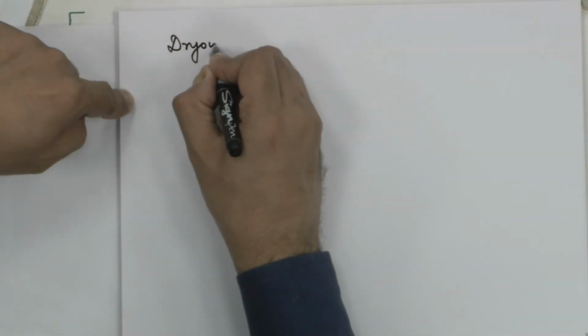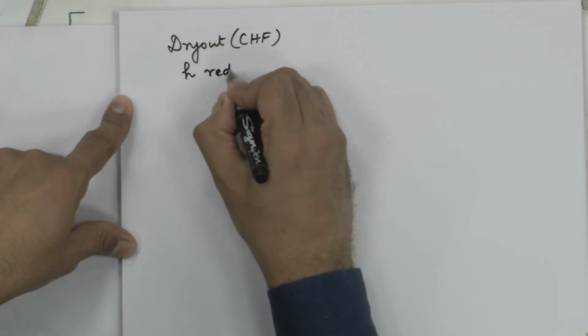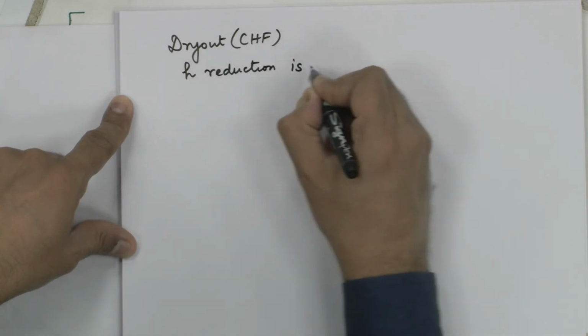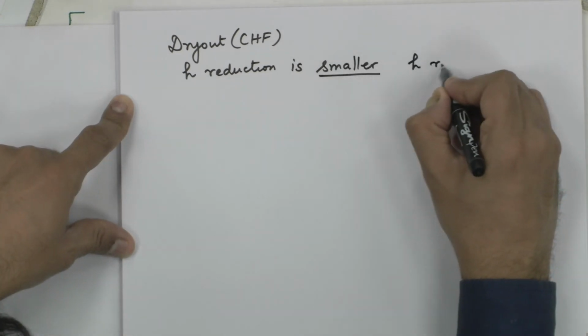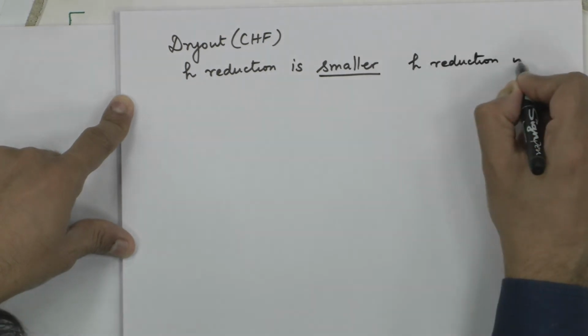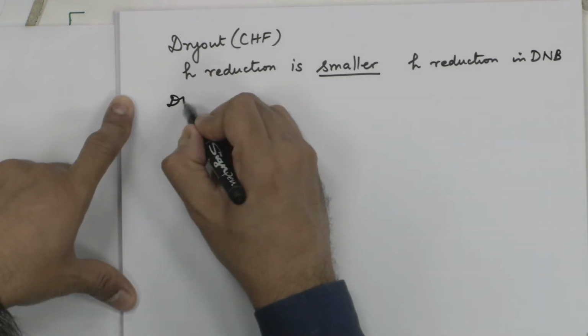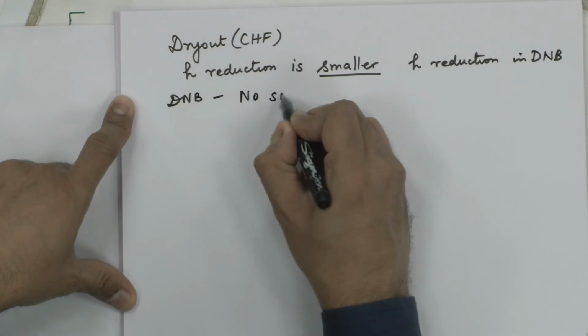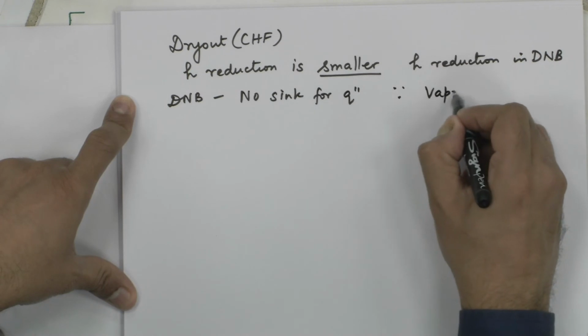And therefore, what I wanted to tell you here is, in case of CHF because of dry out, the decrease in the heat transfer coefficient, H reduction, is smaller. I am not saying it is not there, it is very much there. It is smaller compared to H reduction in DNB. Why is that so? In DNB, there is no sink for heat, because vapor provides an insulating blanket.